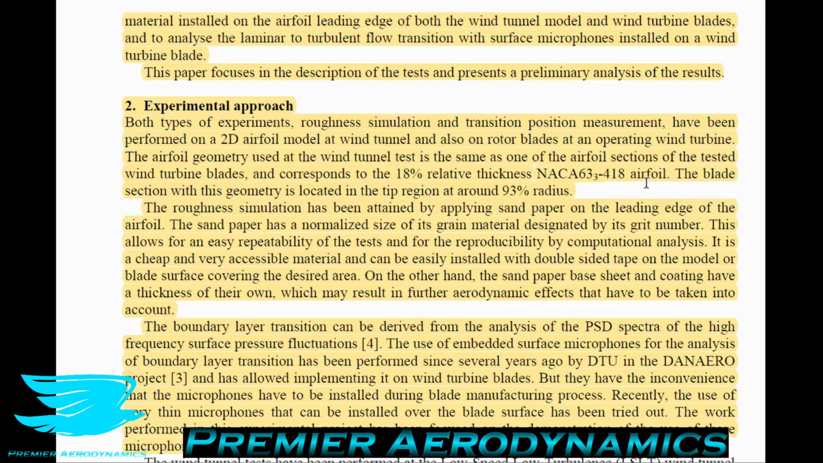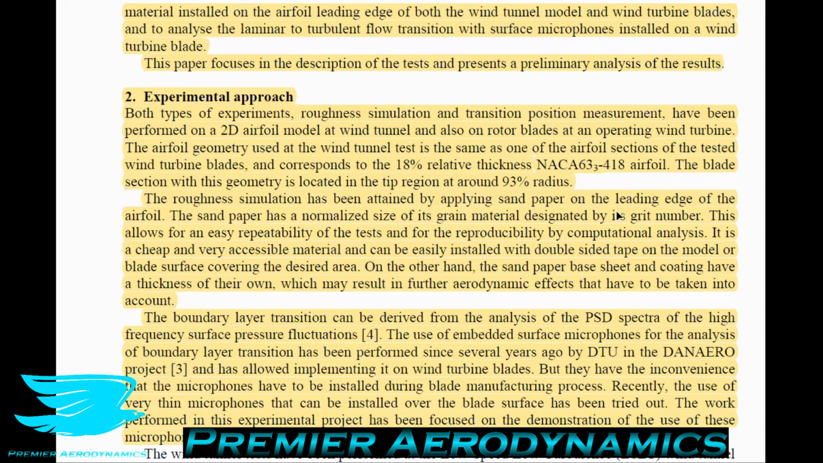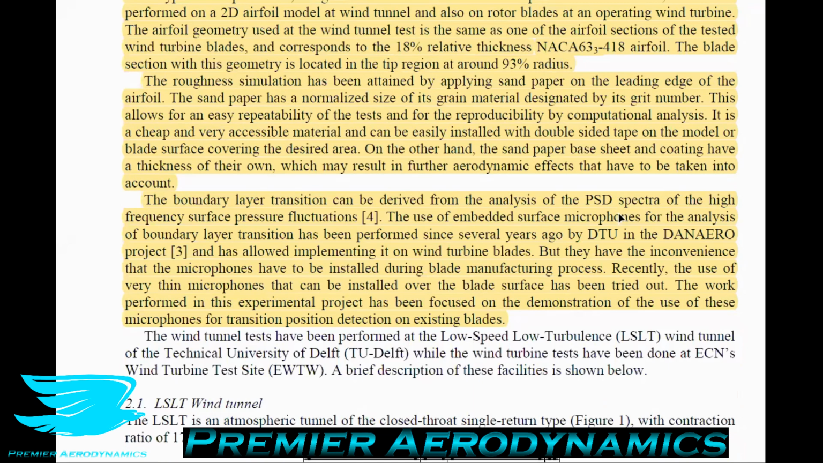One thing I should note about this is that the double-sided tape and the sandpaper itself have their own thickness, and this could trip the boundary layer artificially. So if you want to trip the boundary layer based on the surface roughness, it may not be tripped by the surface roughness, but actually by the height that this additional layer takes up. That is another form of tripping the boundary layer. So you want to have that as thin as possible.